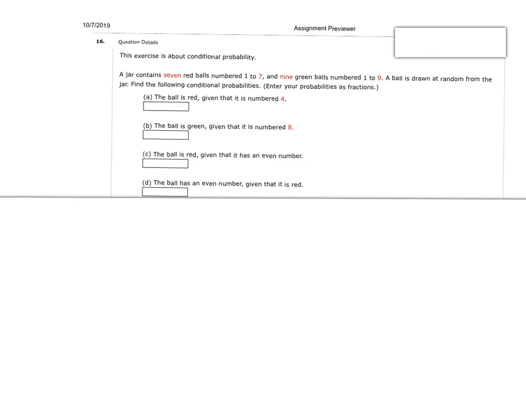All right, next up here we have some conditional probabilities. So we have 7 red balls, 1 through 7, and then 9 green balls, 1 through 4. This one says given that it's number 4, so we only have 2 of those. And of those 2, one of them is red. Next up, the ball is green, given that it is number 8. Now, how many 8s do we have? We actually have 1 8. It's in this one. And that 1 8 is green. So that's going to be 1 out of 1.